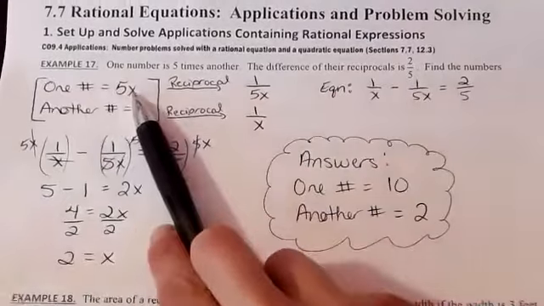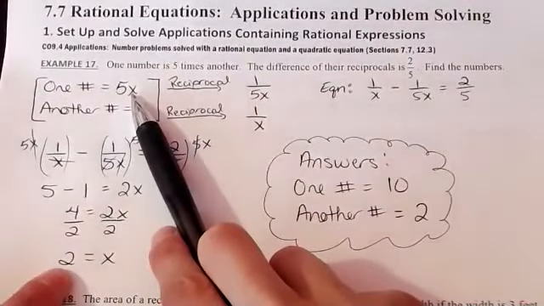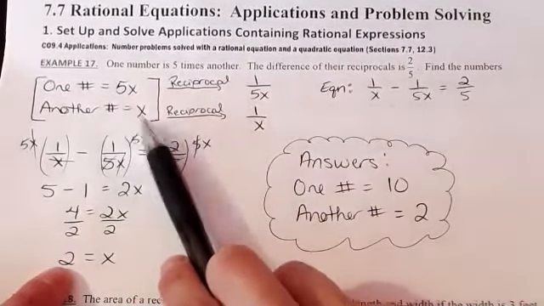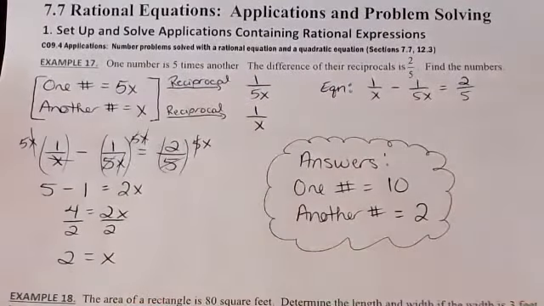One number is 5 times x, x is 2, so 5 times 2 is 10. Another number is just x, x is 2, so you're done. 2 and 10. Those are your solutions.